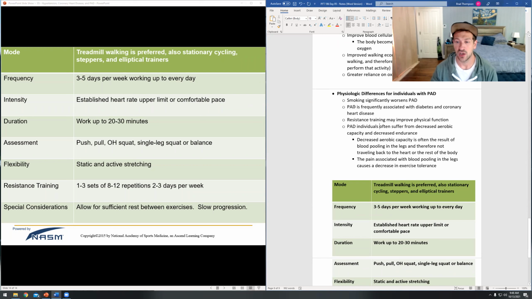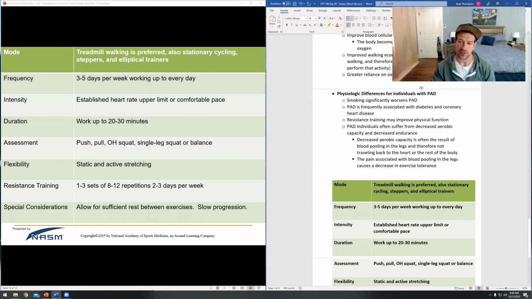Resistance training. So PAD is frequently associated with diabetes and coronary heart disease. Again, sugar in the blood, or just a weak heart. Resistance training does have a really positive effect on this, not only because it works on your posture, which makes it easier to drive oxygen in, but also it strengthens everything around, your blood vessels.